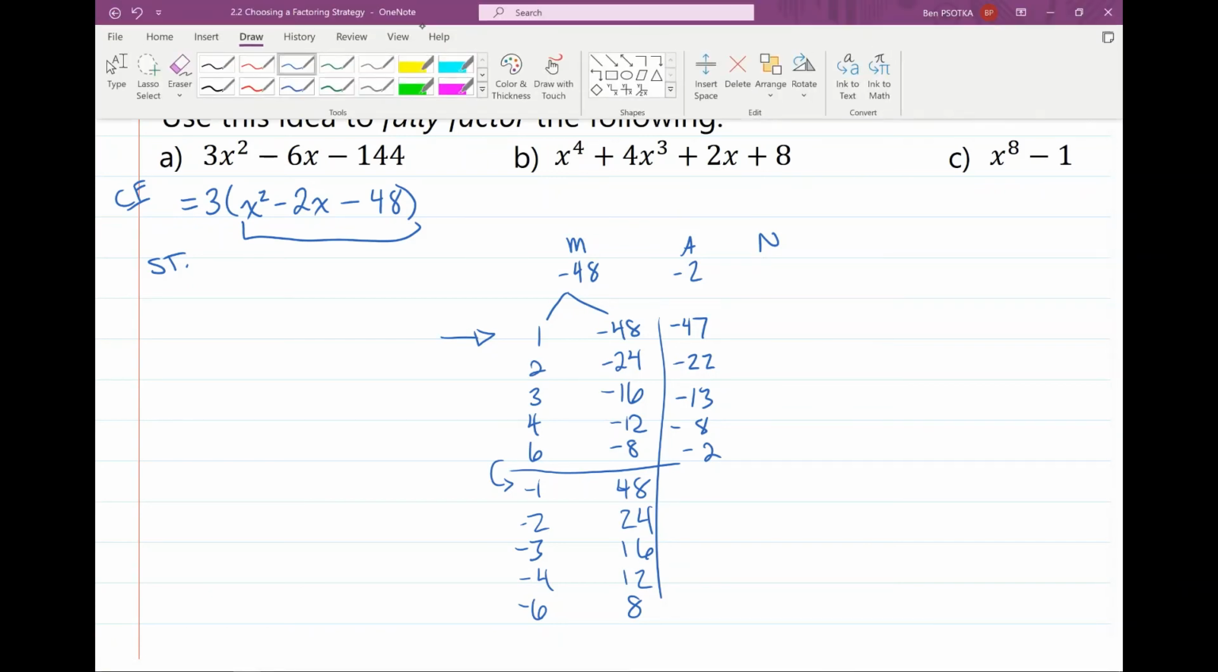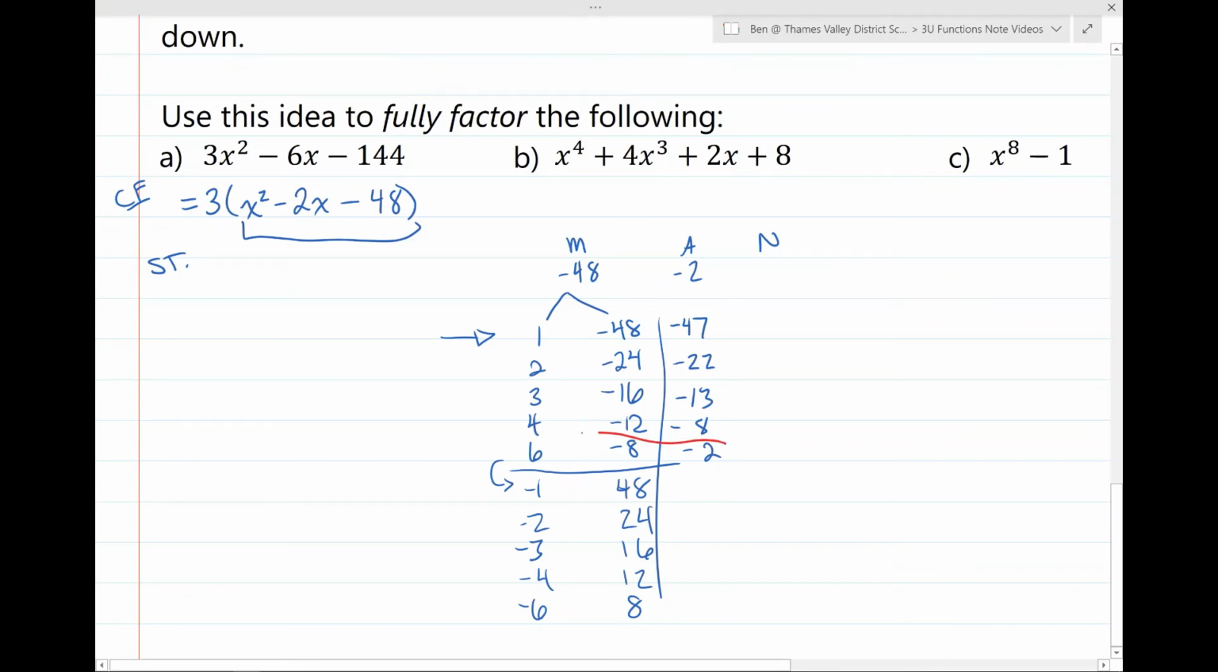So we're going to take those two numbers out. That's kind of why I left that space there. You don't need to use that. If you prefer to stop here, that's fine. But the numbers I found were 6 and negative 8. So that means that identifying this as a simple trinomial allowed me to factor this into 3 times x plus 6 times x minus 8. And there we go, it's completely factored.